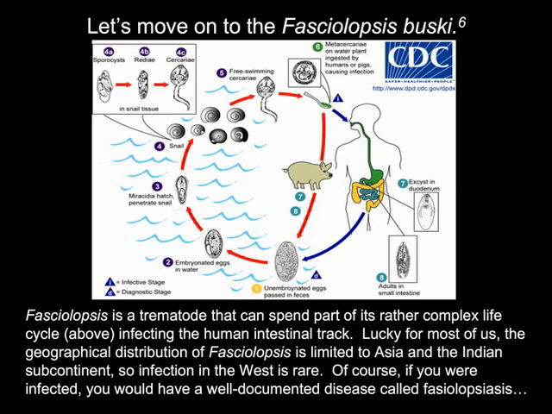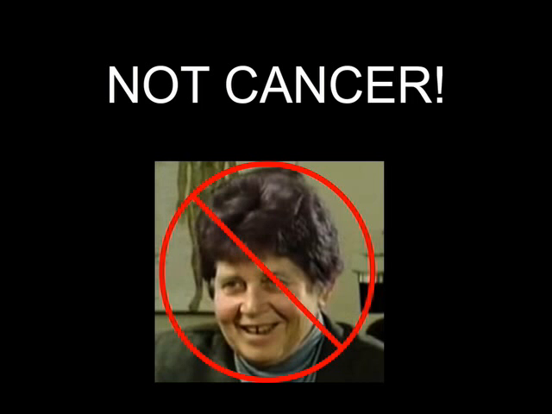Alright, let's move on to the Fasciolopsis buski. Fasciolopsis is a trematode that can spend part of its rather complex life cycle, shown above, infecting the human intestinal tract. Lucky for most of us, the geographical distribution of Fasciolopsis is limited to Asia and the Indian subcontinent, so infection in the West is rare. Of course, if you were infected, you would have a well-documented disease called fasciolopsiasis, and not cancer.